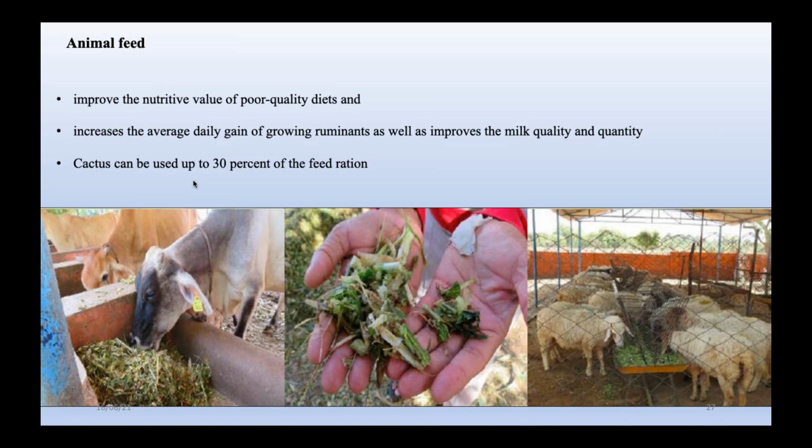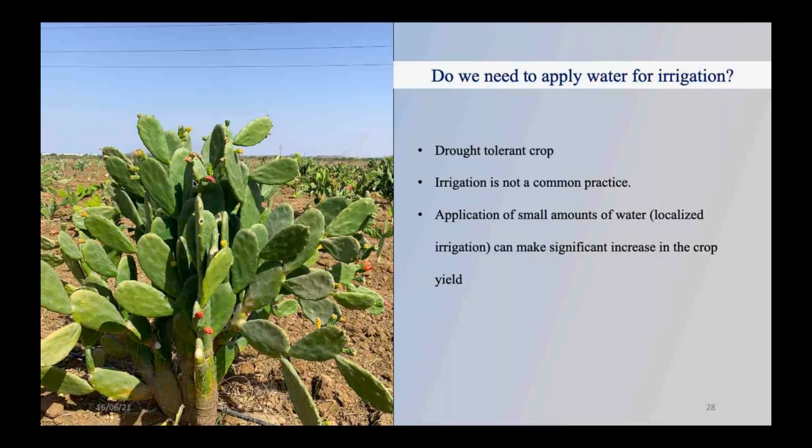So the next question is, why do we need to apply irrigation for this crop? Basically, the cactus is a drought tolerant crop. As you can see, it's a very obvious reason because cactus have been found in dry areas of India as well as other parts of the world. So irrigation is not a common practice. But application of a very small amount, which we call supplemental irrigation, to the cactus can make a very significant increase in the crop growth as well as the production.